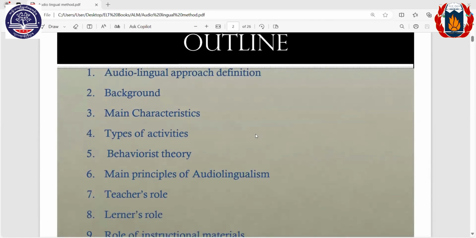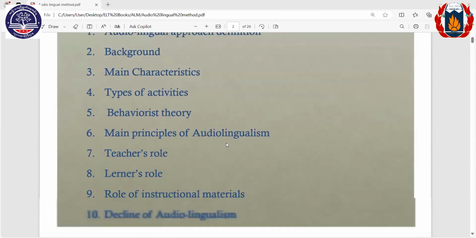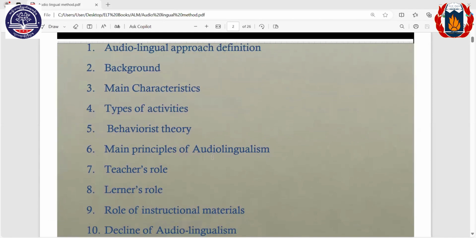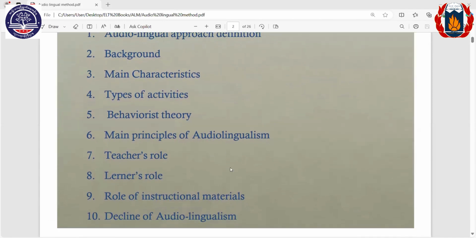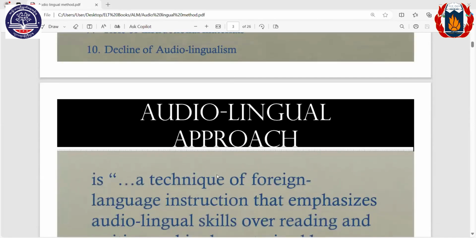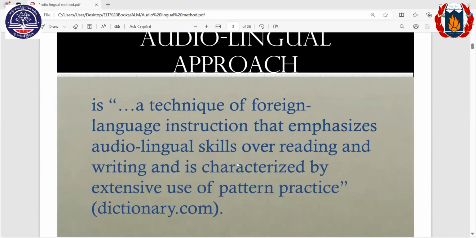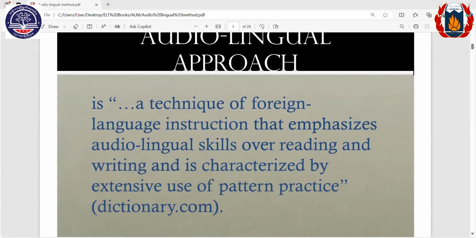So here it includes 10 points. Audio lingual approach definition, background, characteristics, right? So many things in this lecture. So let's see the first one, definition. Audio lingual approach, what does it mean?